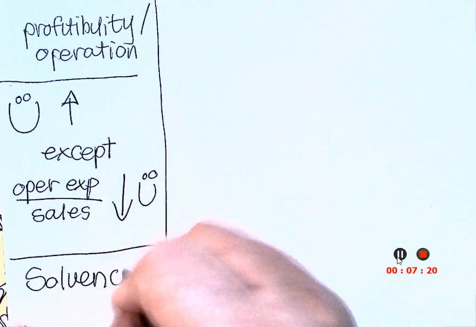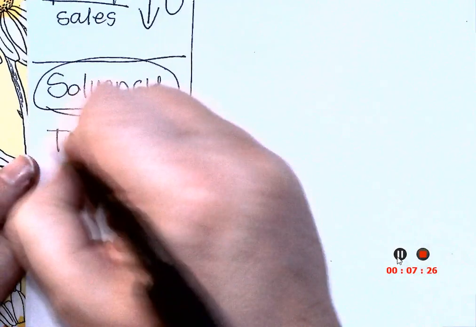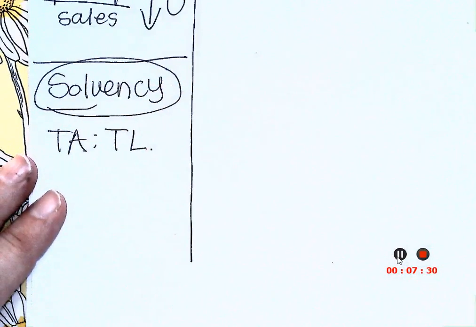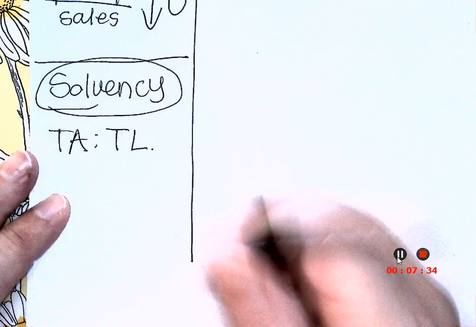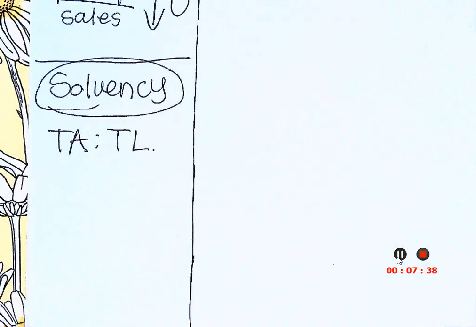Now solvency, we all know, solvency is total assets to total liabilities. Right. So the thing with solvency is that you can't just be insolvent. It's a legal process to become insolvent. Okay? So with solvency also, you're going to quote the ratio. It increased or decreased. Right?